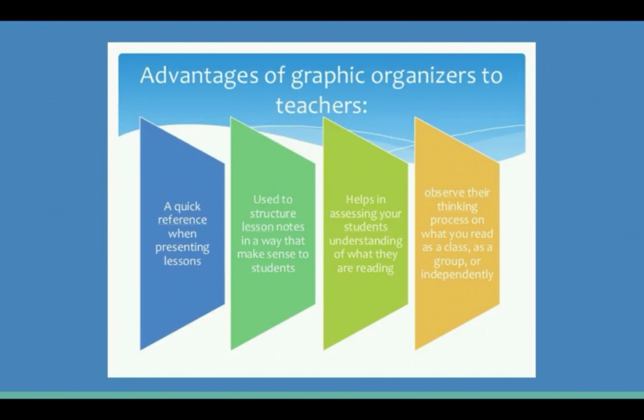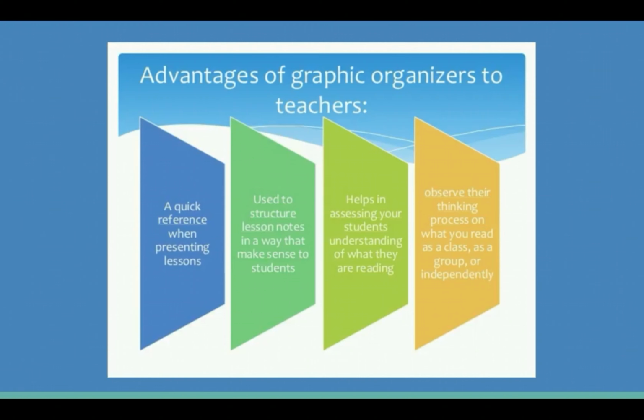So why are graphic organizers advantageous to teachers, right? One, they're a quick reference when presenting lessons. So you can have that as a quick support. And over time, you can collect examples that you can reference not only for yourself, but for your students. Two, they're used to structure lesson notes in a way that makes sense to students. So especially if you're transitioning from a brainstorm to a narrative, having a graphic organizer for students is really, really helpful. Three, it helps in assessing your students' understanding.